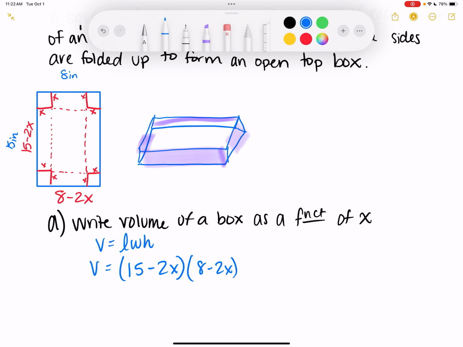So this is my equation. I would not multiply it through. I would just leave it like that, because that's a perfectly legit function for the volume of a box.